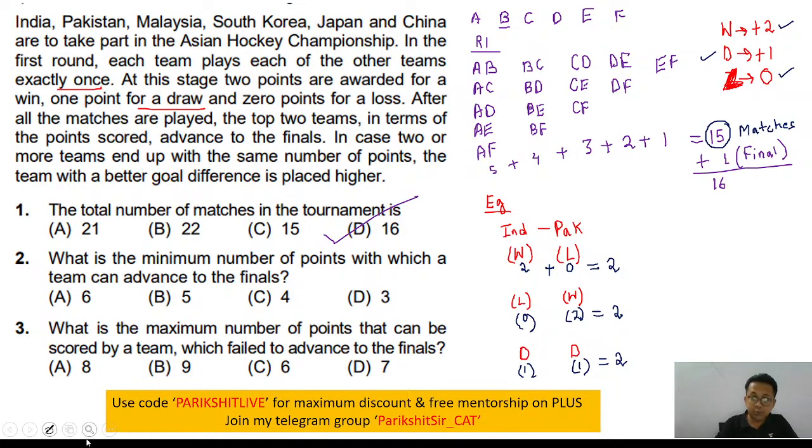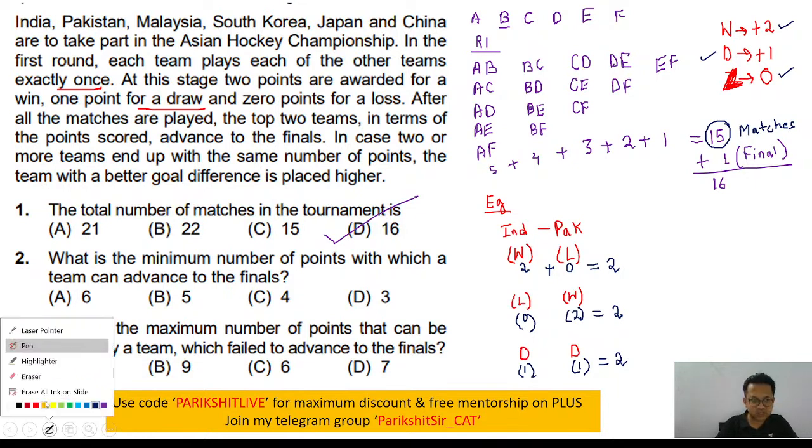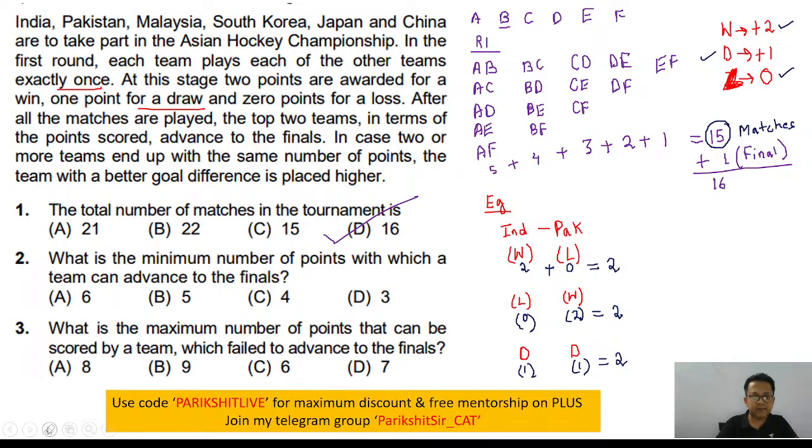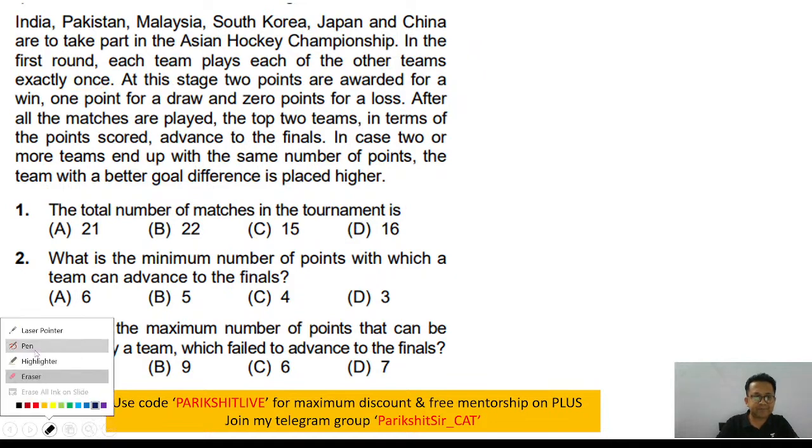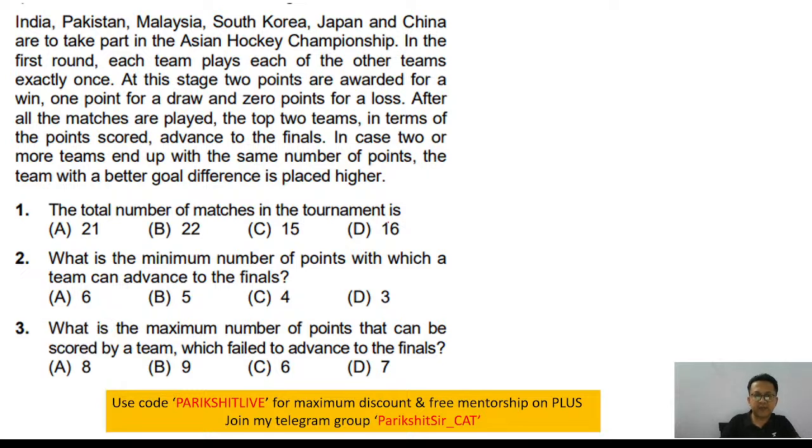So we will take these two pieces of information and then start solving. Okay, let's just delete everything on the slide. Round one, I hope you remember, has a total of 15 matches, right? So round one in total has 15 matches.